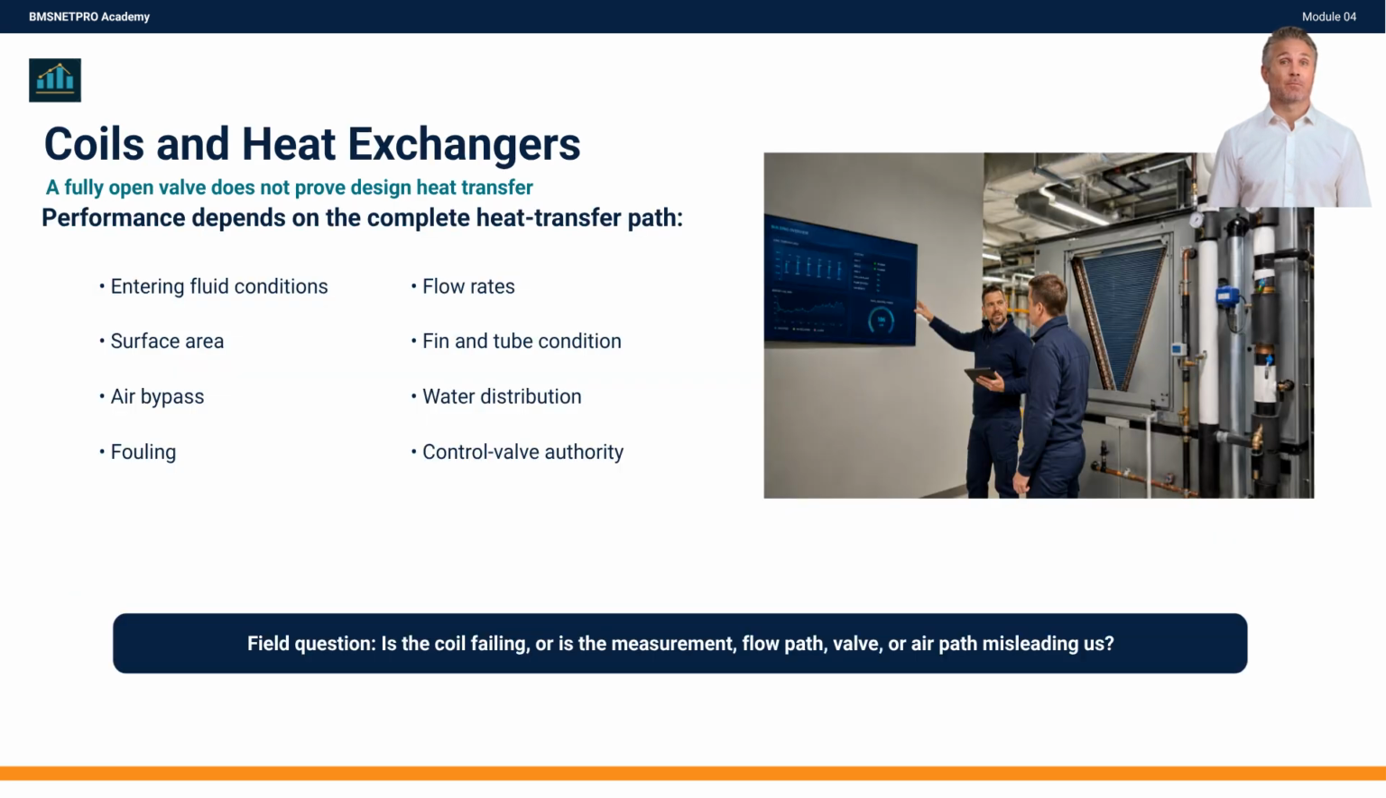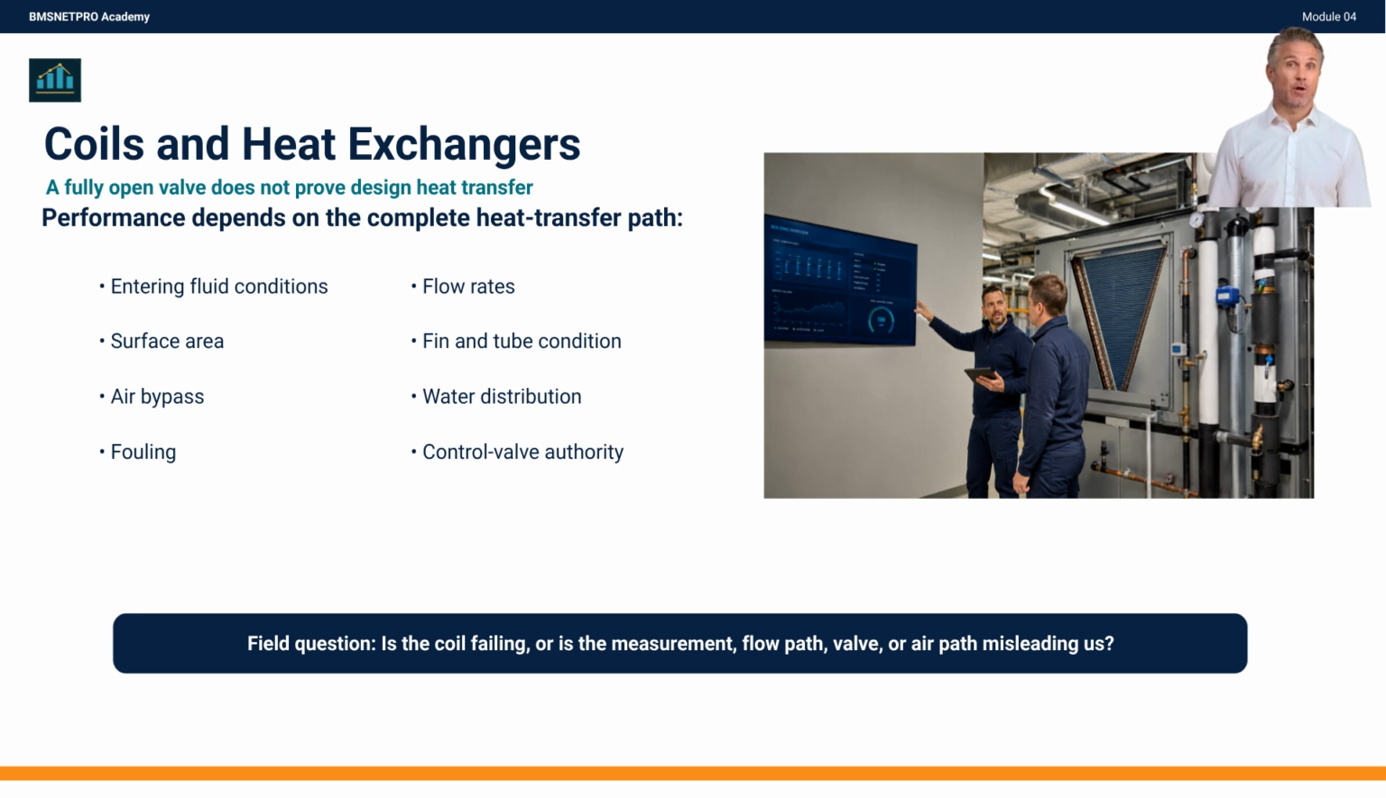This slide is one of the most important field lessons in the module. A fully open valve does not prove design heat transfer. A BAS graphic may show the cooling valve at 100%. That tells us what the controller is asking for. It does not prove that the valve moved correctly, that the coil has enough water, that the pump has enough differential pressure, or that the heat transfer surface is clean. Coil performance depends on the full path. Entering air and water conditions matter, flow rates matter. Surface area, fin condition, fouling, air bypass, water distribution, and valve authority all matter.